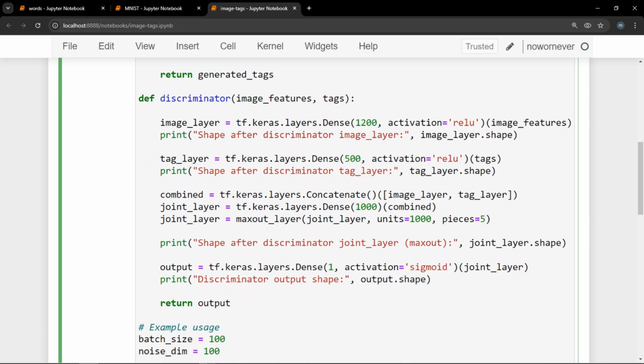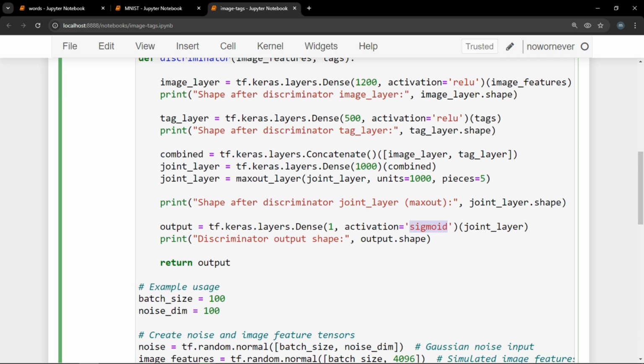For the discriminator, we feed either real or generated tags along with the image features into dense layers. After combining these inputs, we pass them through a maxout layer. Finally, we apply a dense layer with a sigmoid activation function to determine whether the tag is related to the image or not.